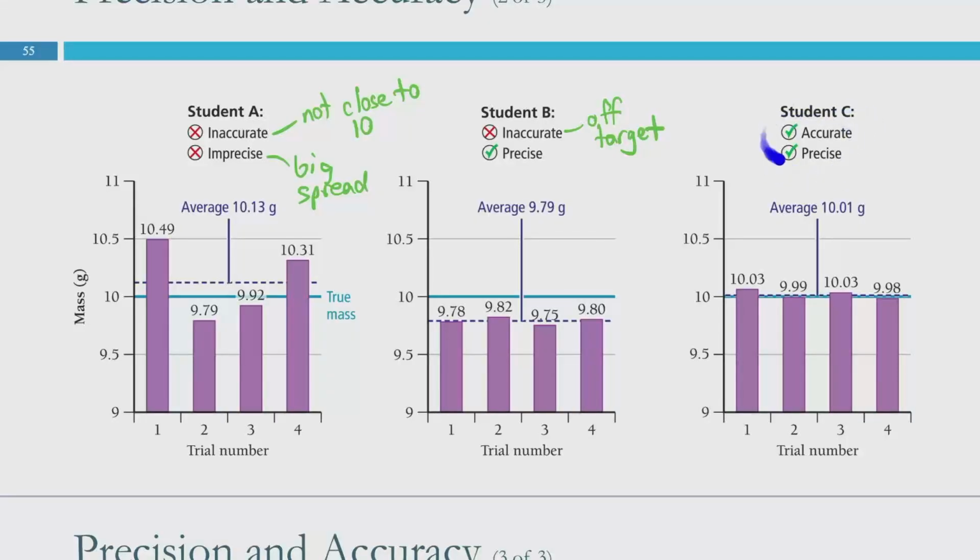And then student C did everything correctly. So their average value is right around 10 grams, and they're all pretty closely spaced together. So ideally, we would like to be more like student C.